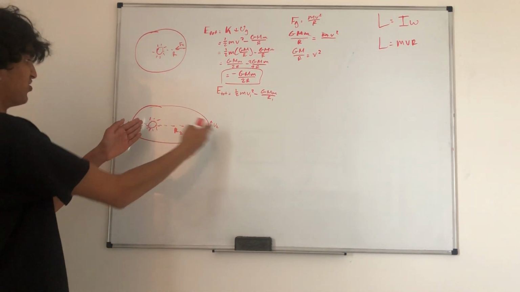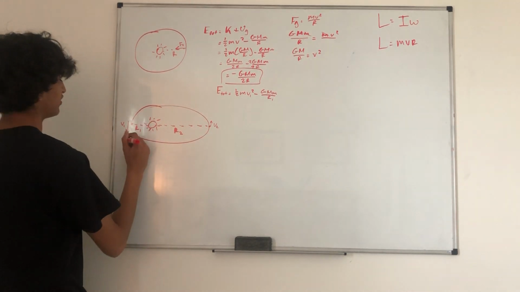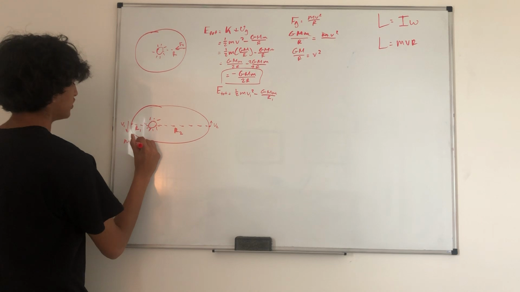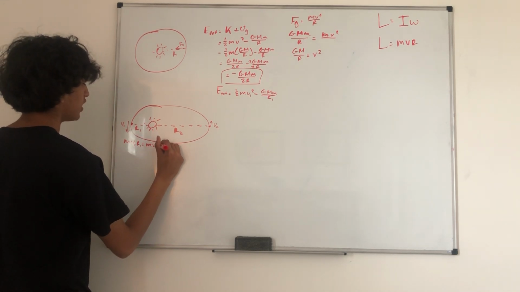v1 r2. The distance is r1, so just be careful about that. But angular momentum is also conserved, so we'll say that the mass times v1 times r1 is going to equal m times v2 times r2.